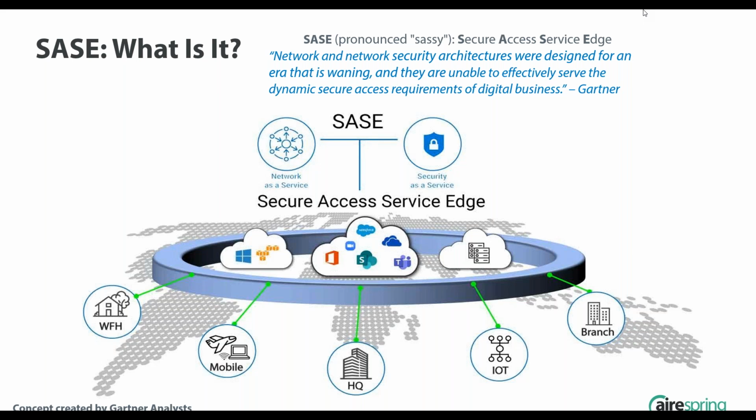SASE supports branch offices, remote workers, on-premises secure access, primarily delivered as a service, and enables zero trust based on the identity of devices or entities or employees, right? So only resources get assigned to employees that are entitled to access those resources.